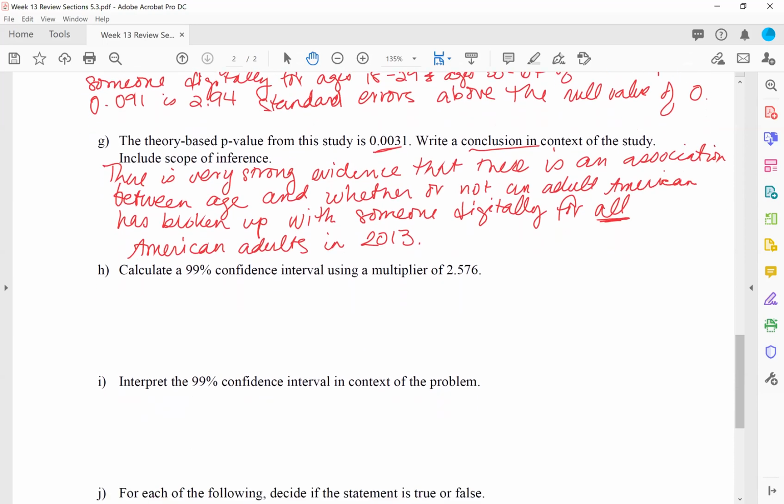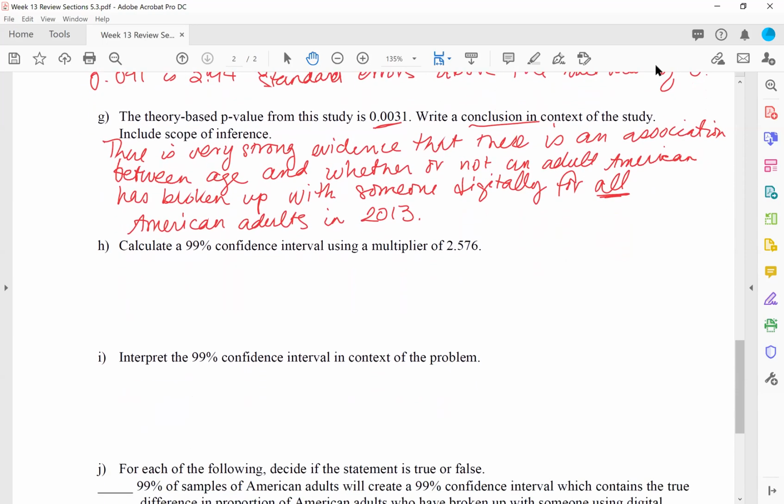Yes. Okay. All right, so now we're going to create a 99% confidence interval using this multiplier. Just to solidify a couple other points, knowing that we have a p-value of 0.0031, do you think that our confidence interval will contain the value of 0? No. Okay, why? Because if it contains 0, then that means that there's a chance that the null is true. Right, so we don't have evidence against the null. Good.